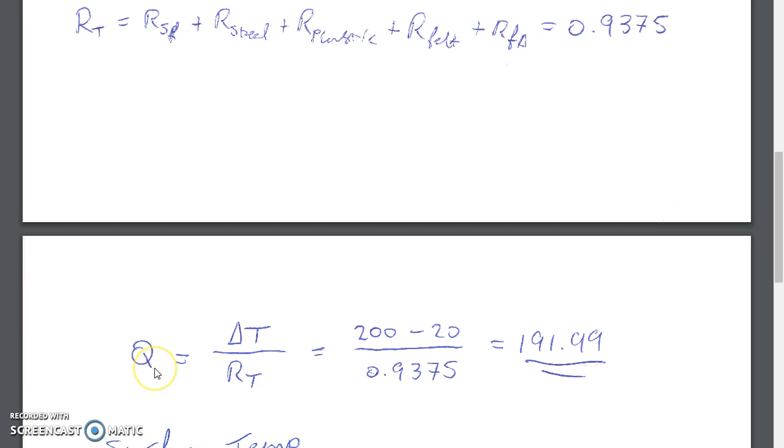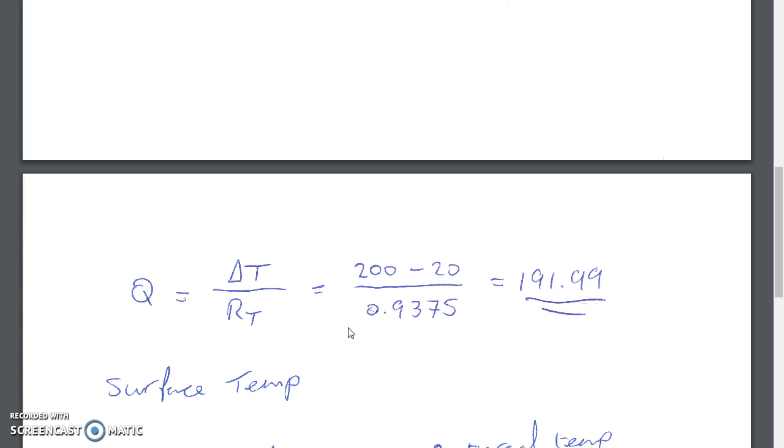So the next thing is the actual heat energy, and the equation for that is Q, which is energy, equals delta T, the change in temperature, over RT, the total thermal resistance we've just calculated up here. 200 minus 20 over the total thermal resistance gives us a total energy of 191.99, whatever the units are. I'm going to let you work that out for yourselves. Next question is to work out what the surface temperature is of the pipe.